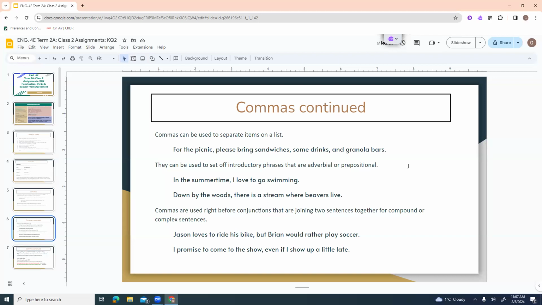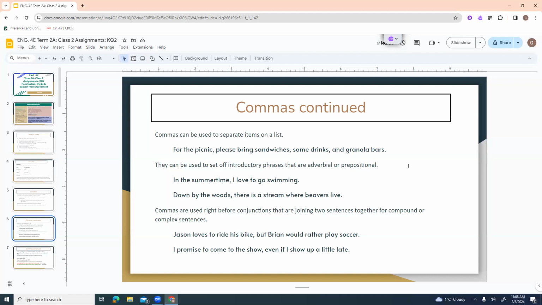It can also be used to set off introductory phrases. Sometimes we have like a little phrase that's kind of an adverb phrase or a prepositional phrase, sort of before we begin the sentence, like in the summertime, comma, I love to go swimming. Down by the woods, comma, there is a stream where beavers live.